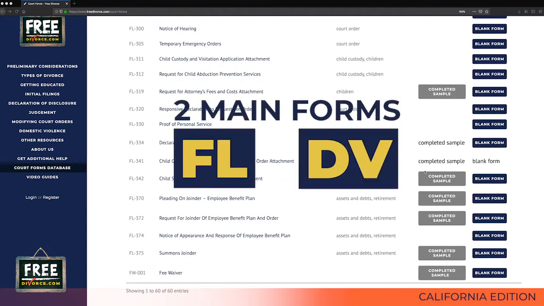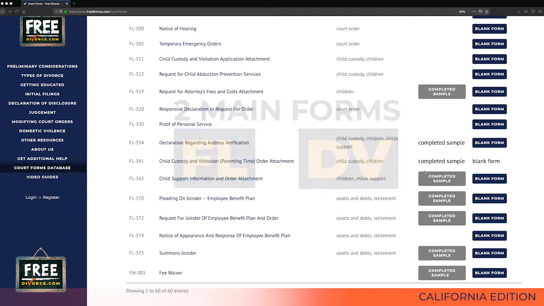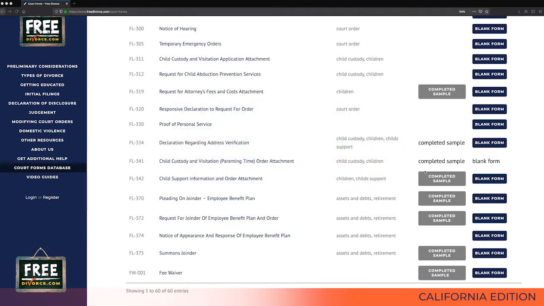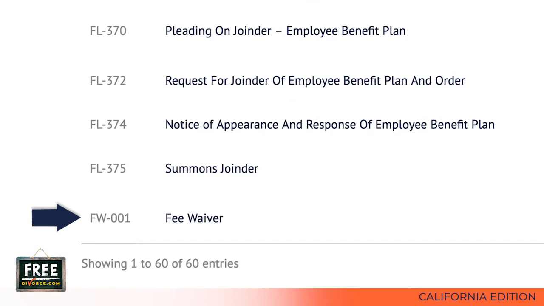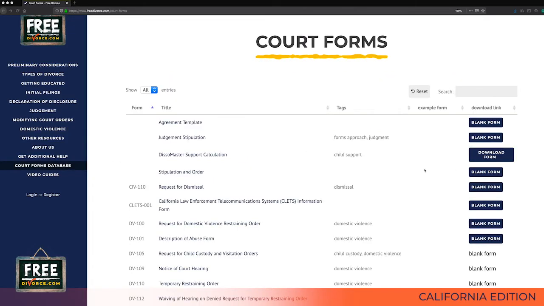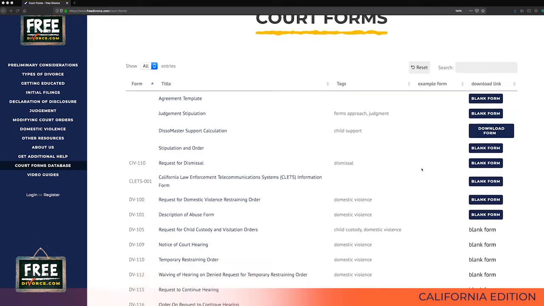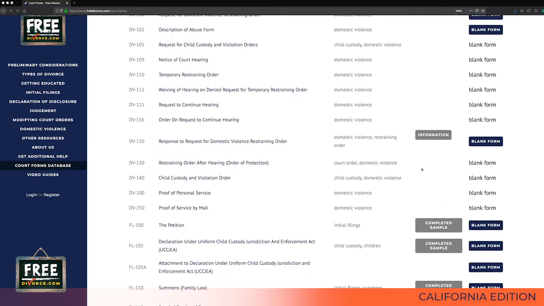The two main groups of forms are the FL forms and the DV forms, but the database includes other forms. For example, fee waiver forms start with the letters FW. Each group of court forms is listed in numerical order. When you're looking in our forms database, use the form number, and that will make it really easy for you to find that particular form.